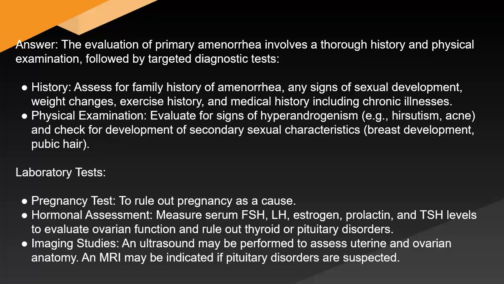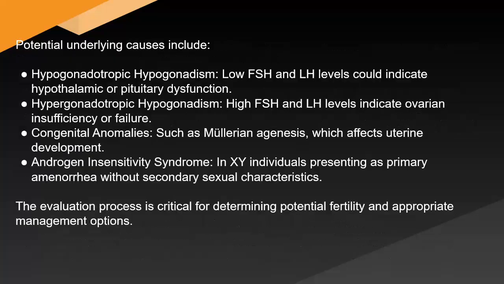Hormonal assessment: measure serum FSH/LH, estrogen, prolactin, and TSH levels to evaluate ovarian function and rule out thyroid or pituitary disorders. Imaging studies: an ultrasound may be performed to assess uterine and ovarian anatomy. An MRI may be indicated if pituitary disorders are suspected. Potential underlying causes include hypogonadotropic hypogonadism.